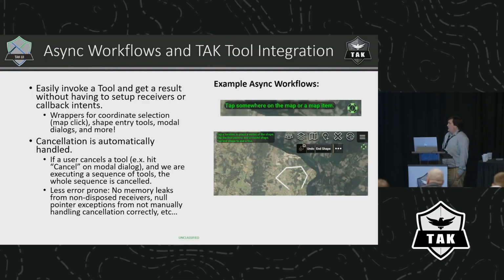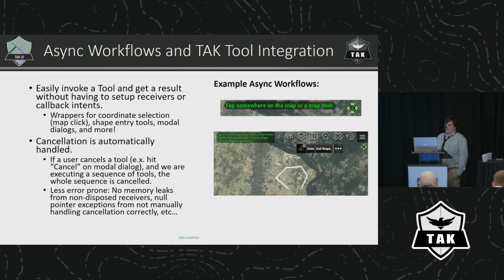Okay, so another kind of interesting thing with TAK UI is this aspect of a tool. This is essentially an abstraction we have that wraps things in ATAK or TAKX, such as coordinate selection dialog or the shape entry tool, modal dialogues, anything like that, where you're basically prompting the user to do something on the UI, and you want to get some data out of it. We modeled this using Kotlin coroutines, but the tool class provides some additional niceties on top of that. First and foremost, that cancellation is automatically handled.